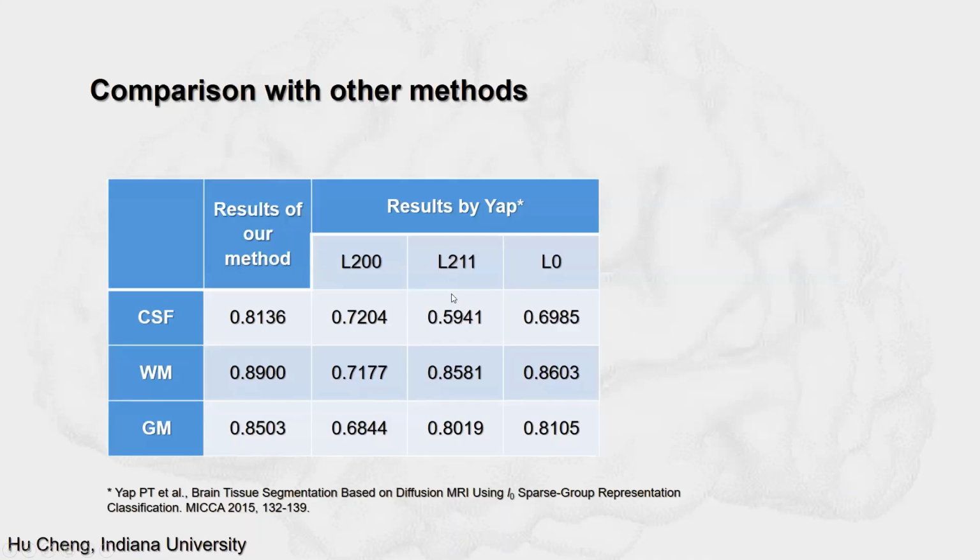And a comparison with other similar methods using exemplars of white matter, gray matter, and CSF shows that our method performs better. Here our dice score is higher than YAP's work.